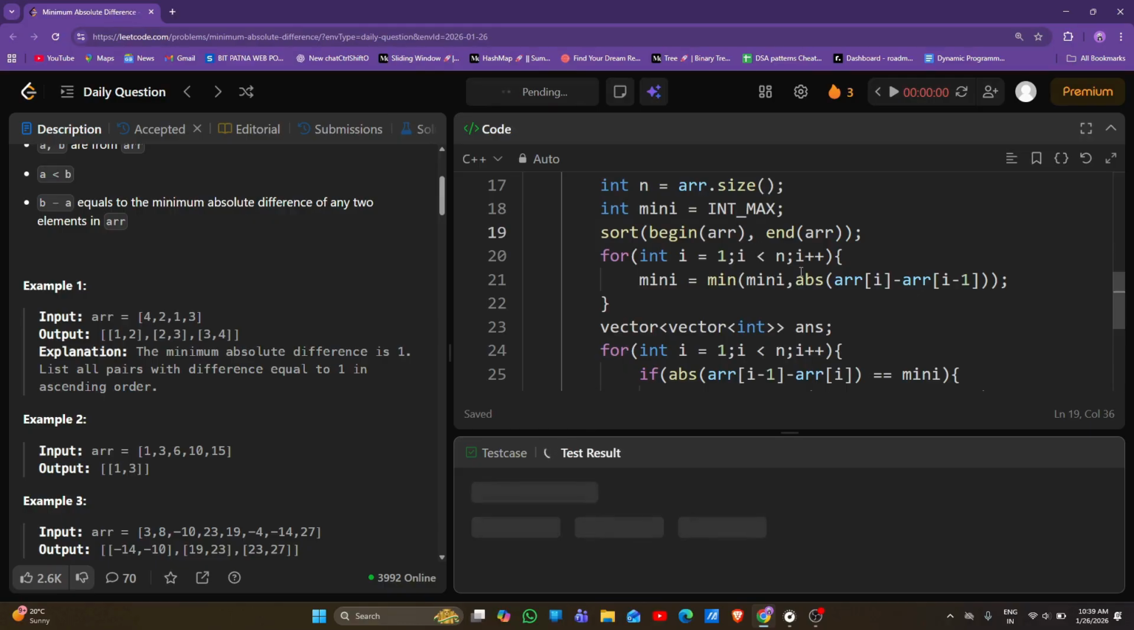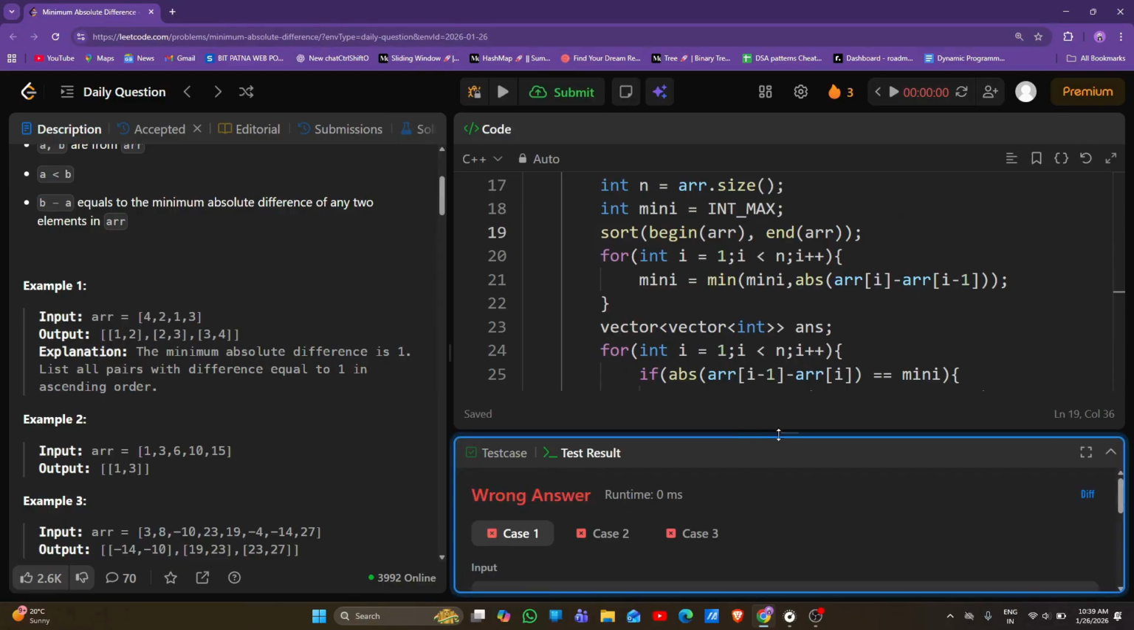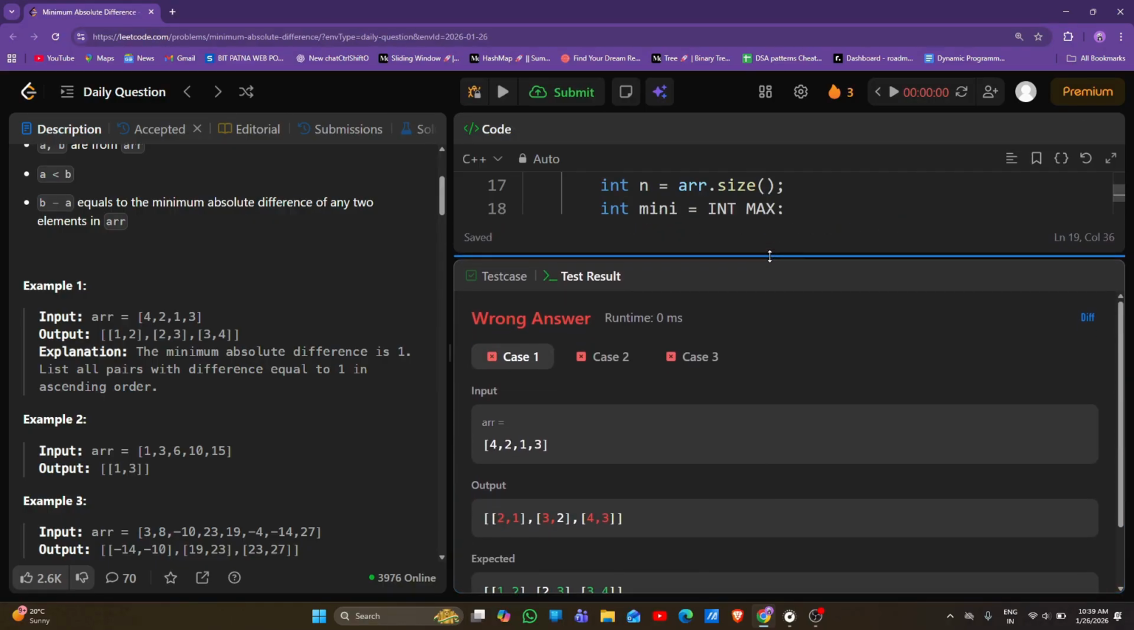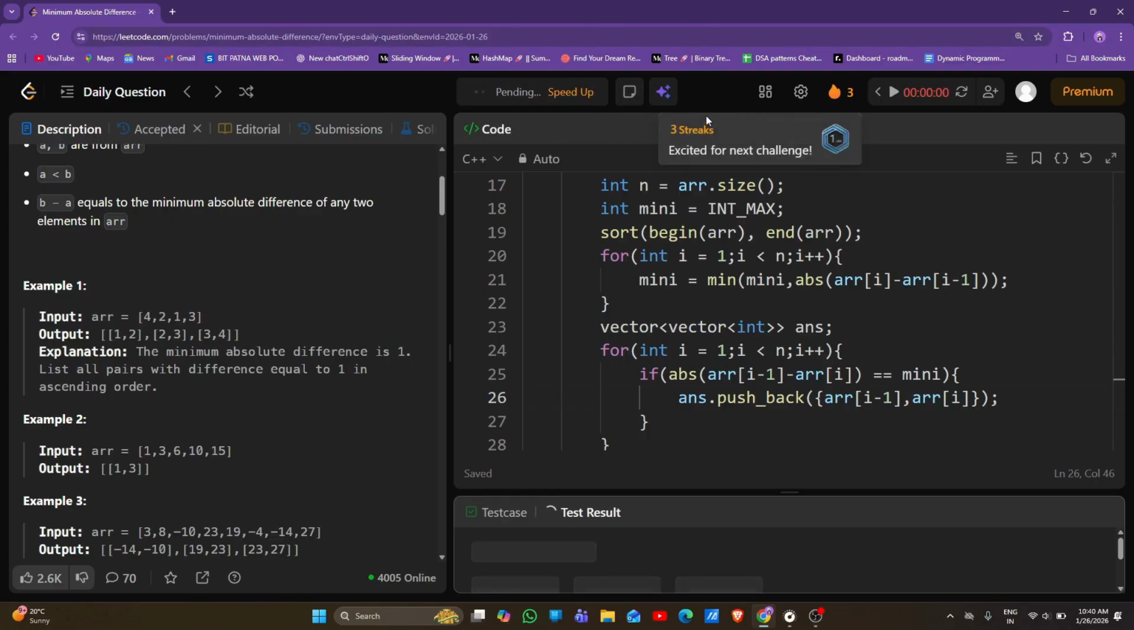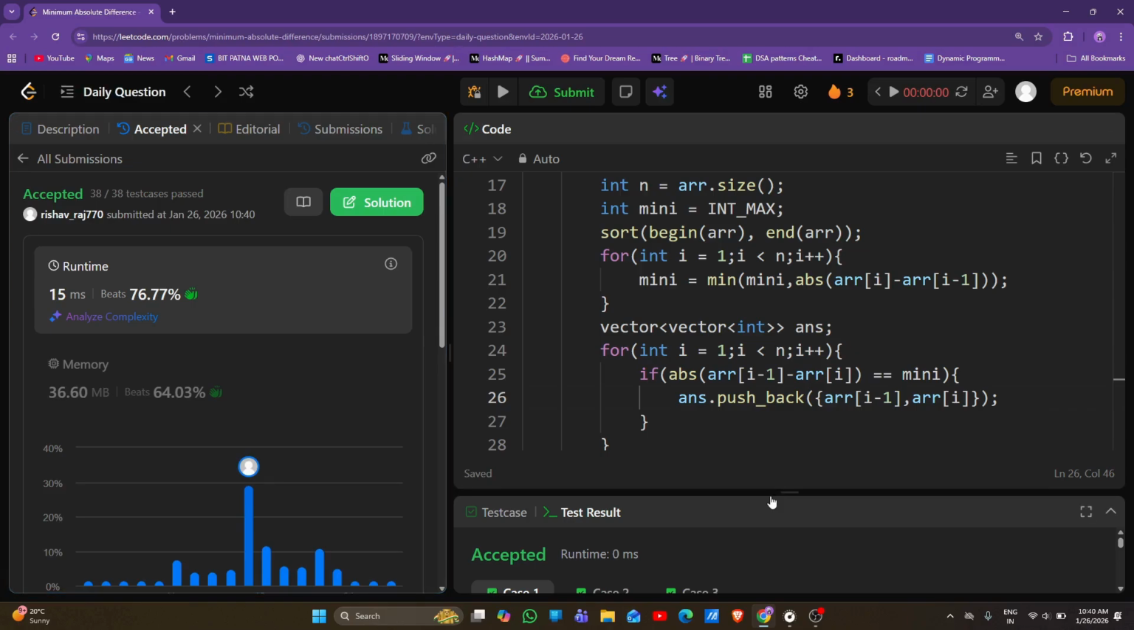Now let's check again. Oh, we need to push array of i minus 1 first. I think I have shown it in the wrong order. Let's check. Yeah, so now they are running fine.